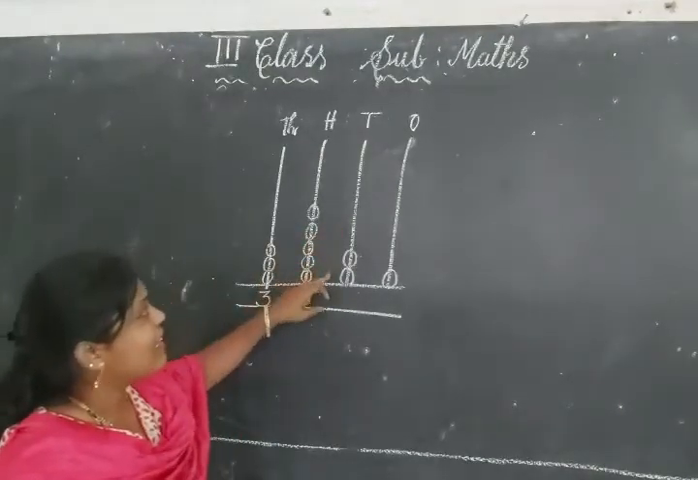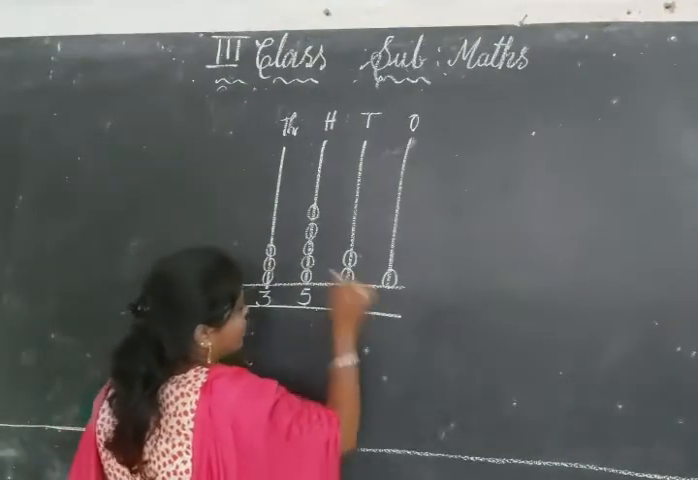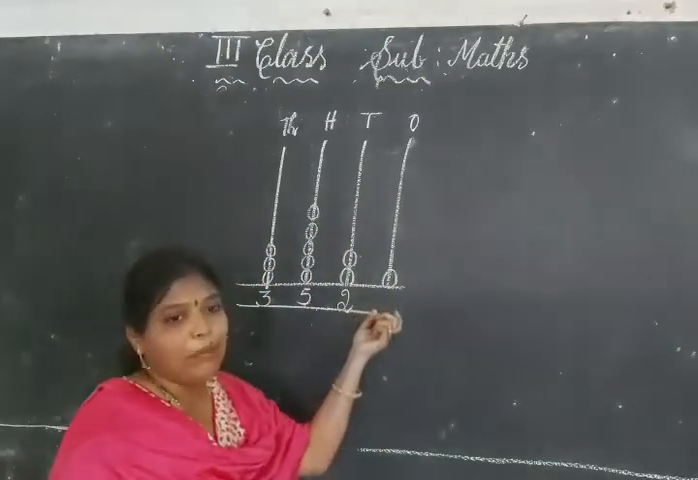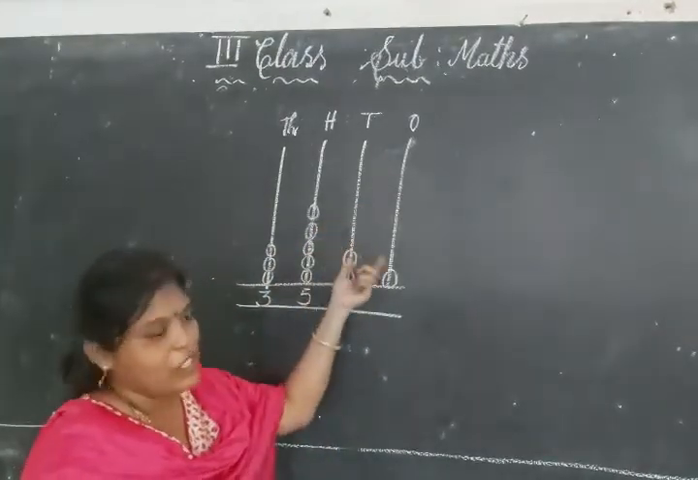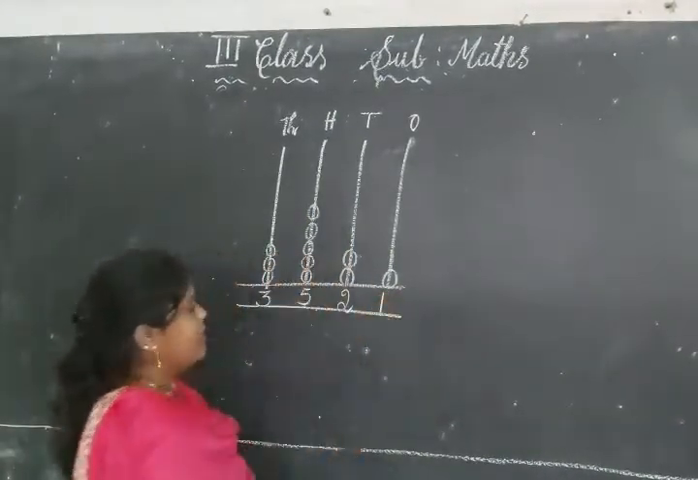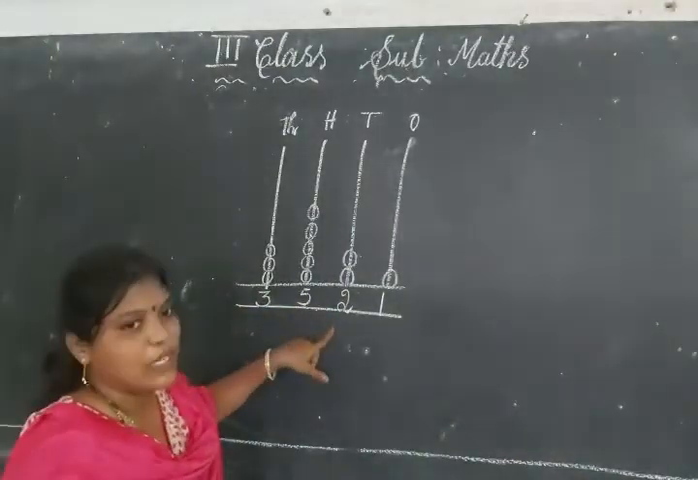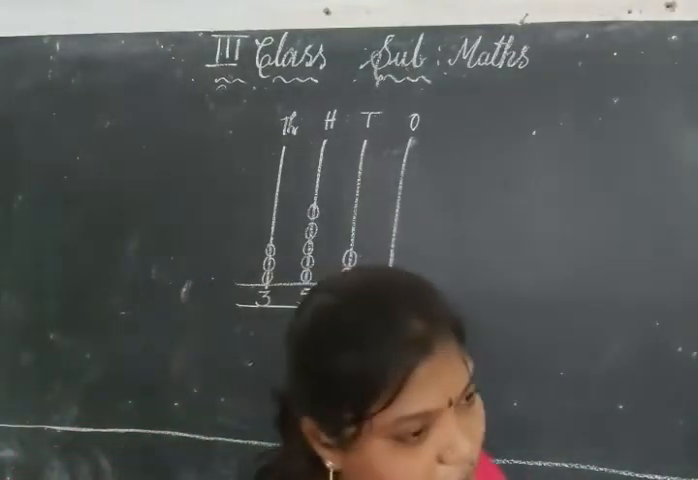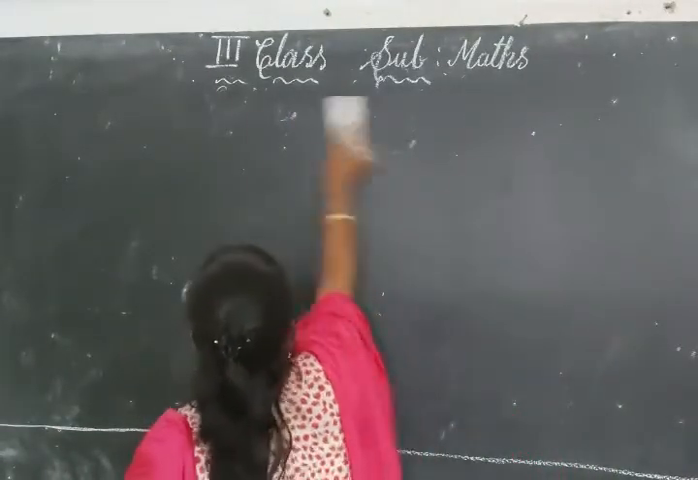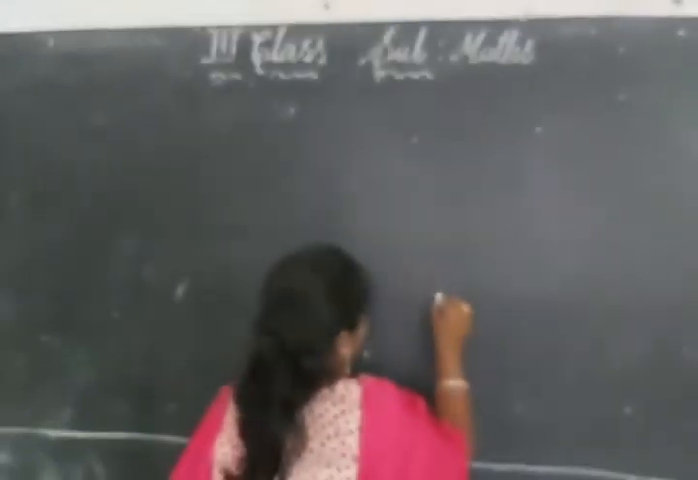And how many beads are there on tens rod? That is 2. So write 2 under tens place, and only one bead. There is only one bead in ones place. So ones place digit is 1. So what is the number? 3521.